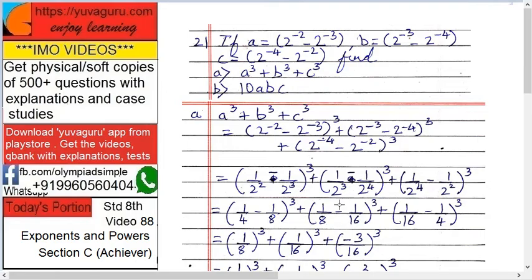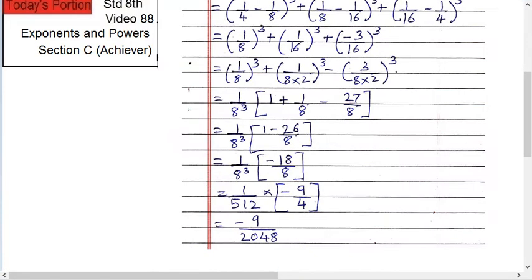Here 16 minus 8, 8 upon 16 into 8. So it becomes 1 upon 16. You need not find the answer. 4 minus 16 means minus 12 upon 16 into 4. So it becomes minus 3 upon 16.